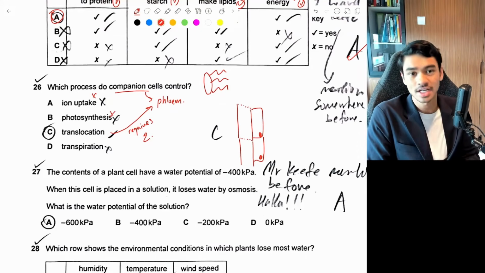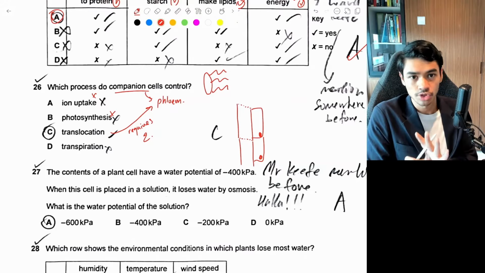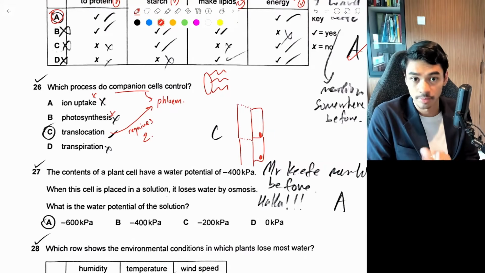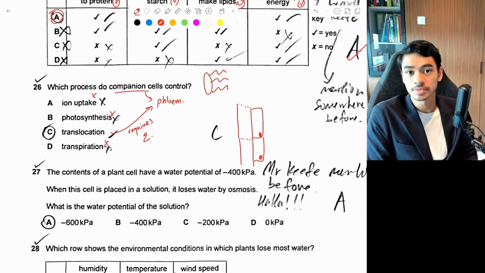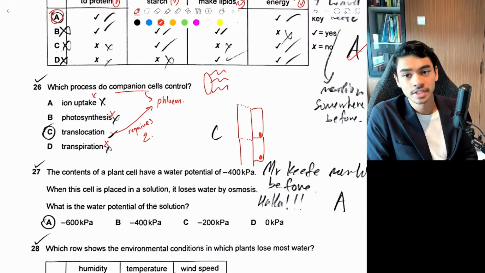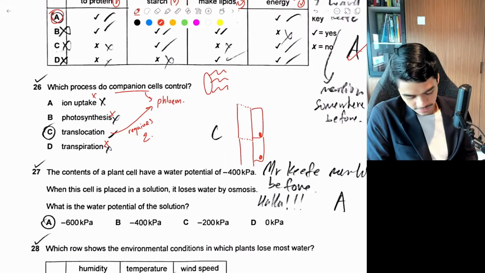Photosynthesis, nope, companion cells are hidden within the vascular bundles. They're not exposed to light, so they have no job in photosynthesis. They have no chloroplasts. Then transpiration, that would be the loss of water, right? And now water would be going up the xylem, not the phloem. So companion cells, again, not related. So the answer is C.